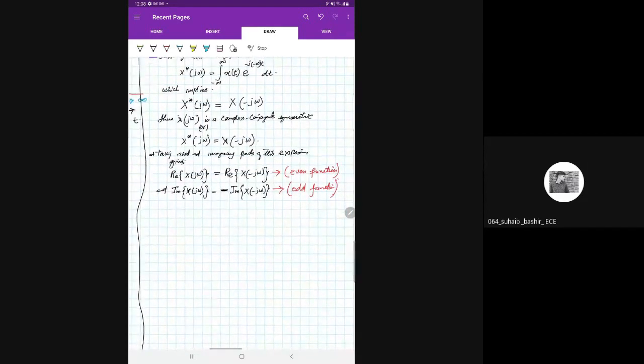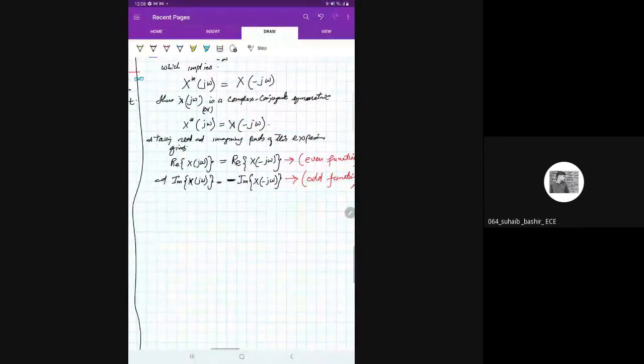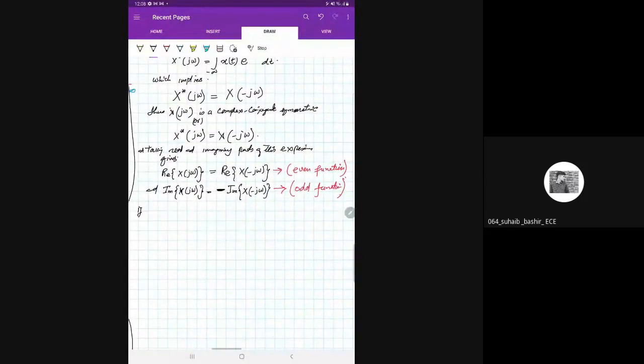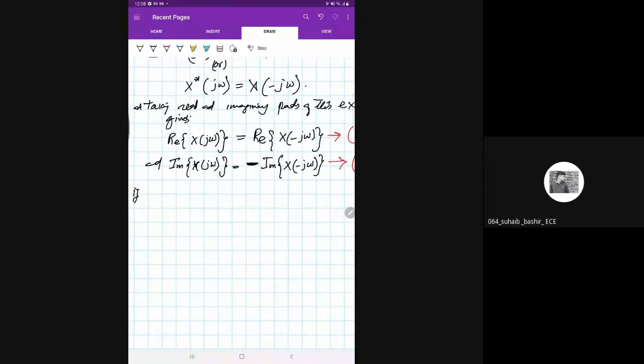So I can conclude now. Okay, I can conclude now. You can take a screenshot if somebody wants to take. Please take a screenshot, so that I can write further.